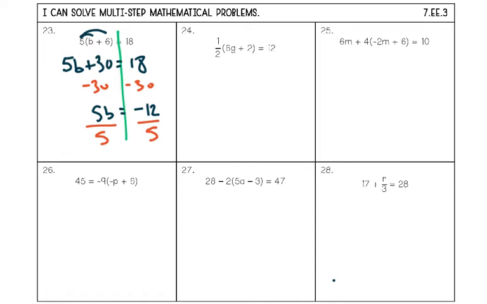I'm going to do that to both sides. 12 divided by 5 is 2.4, and it's negative divided by positive, so the answer will be negative 2.4 for b. I can always plug that back into the original equation to check.